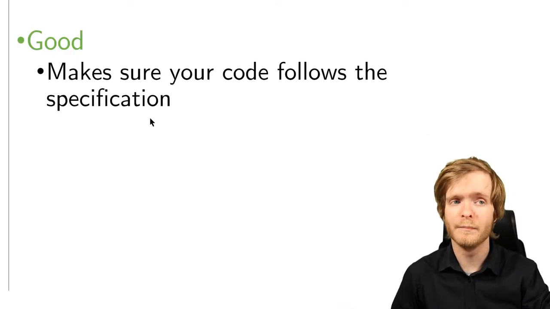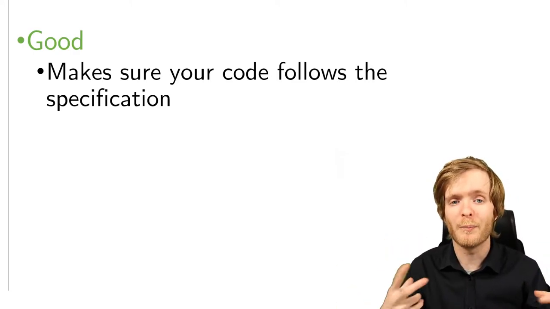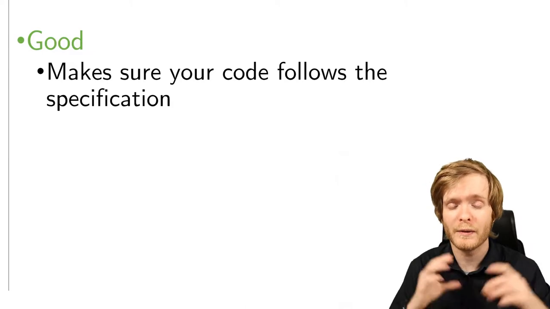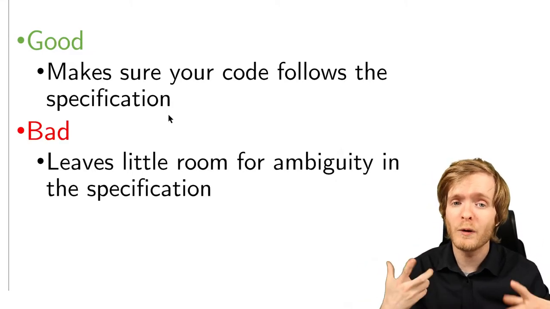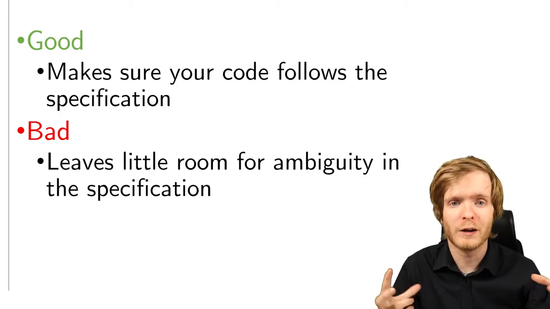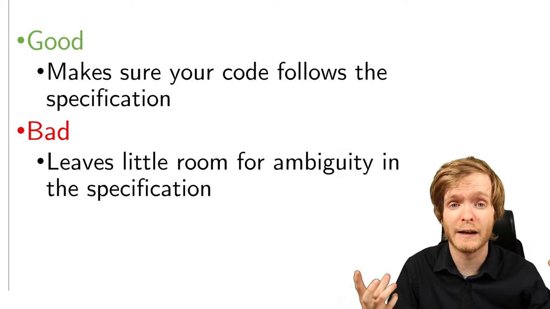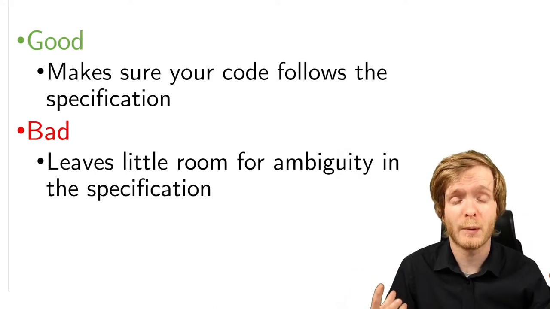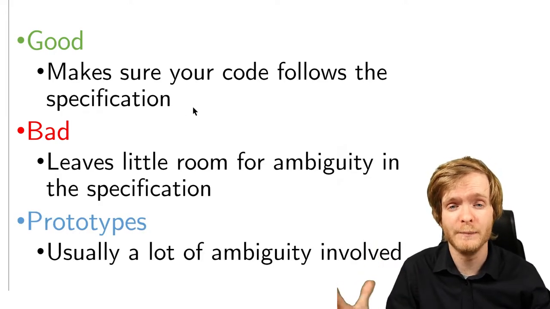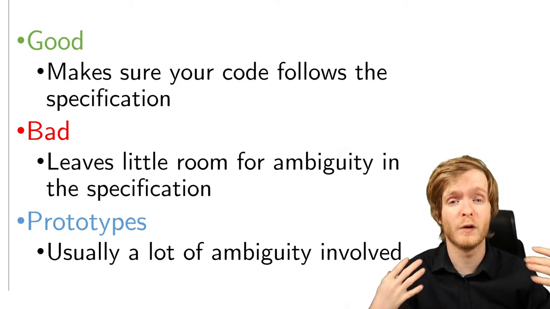Well, they can be good because they make sure that your code follows the specification. They're a way for you to impart a partial specification of your code to the compiler. But the problem with formal specification is that they don't really leave any room for ambiguity, right? So when you're writing your code and you're still in exploratory mode, or you're working with complex type systems that enforce very specific properties and you don't quite know how to use them yet, it can be quite bad. And especially when you're doing prototypes, right? Because when you're writing a prototype, you don't really know what the specification is. You're still figuring it out.